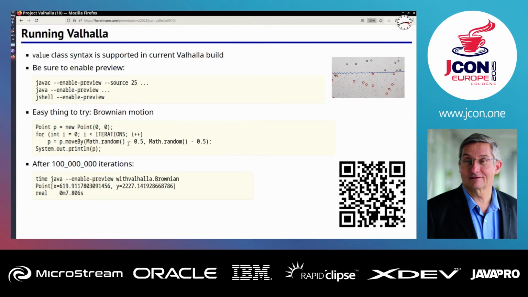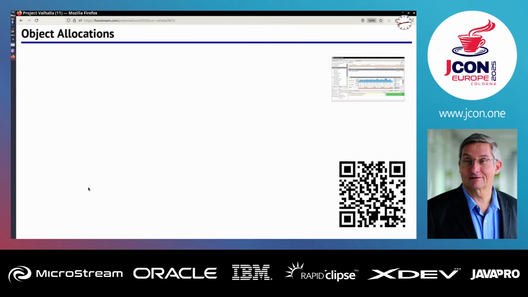And so after here, I have 100 million iterations. You can see this particle has moved some amount, and we can see what the timing is. So I timed it with Valhalla, and that took 7 seconds. And I did it without Valhalla, and that was 8 seconds. So that was not so amazing. Okay, well, you have to start somewhere.